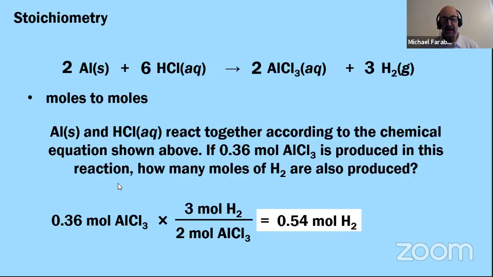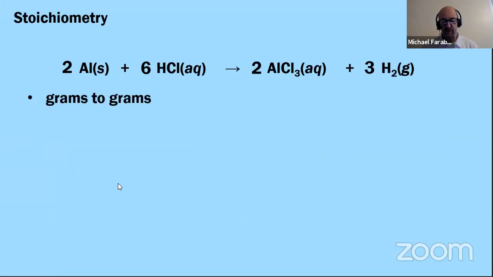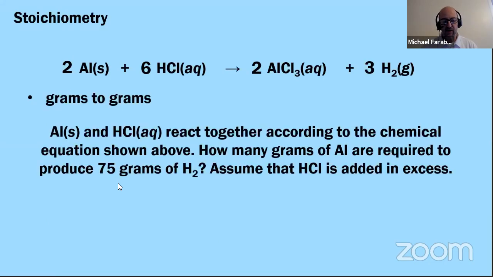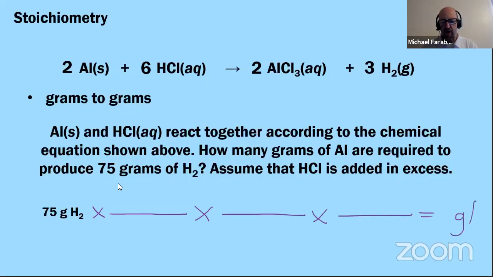Now let's move on to a grams to grams conversion. So same reaction, but now aluminium and hydrochloric acid react. How many grams of aluminium are required to produce 75 grams of hydrogen? You can assume that the hydrochloric acid is added in excess. So we have 75 grams of hydrogen, and we're going to try to figure out how many grams of aluminum or aluminium are going to be required for 75 grams of hydrogen to be produced.